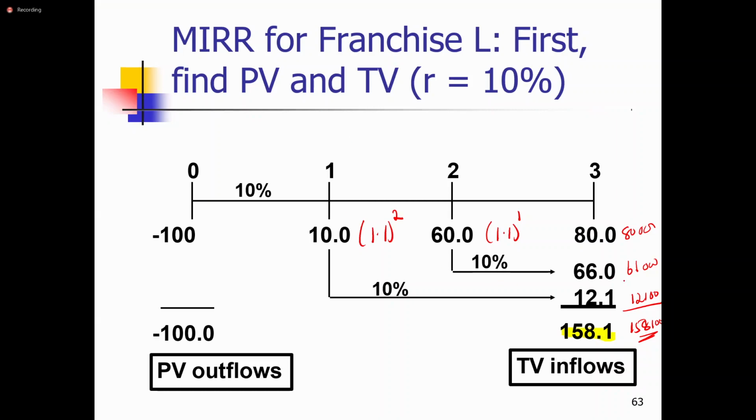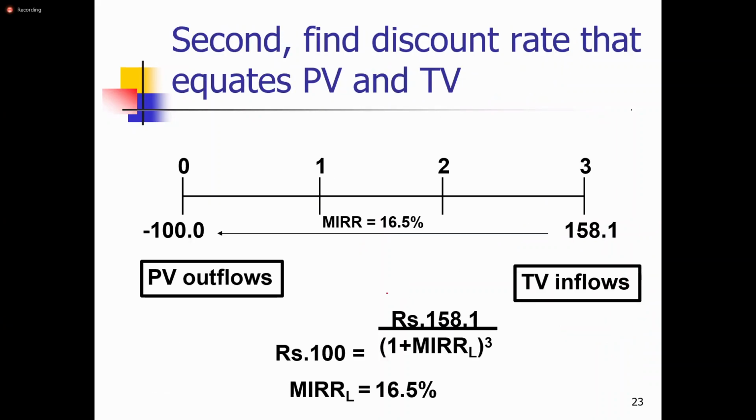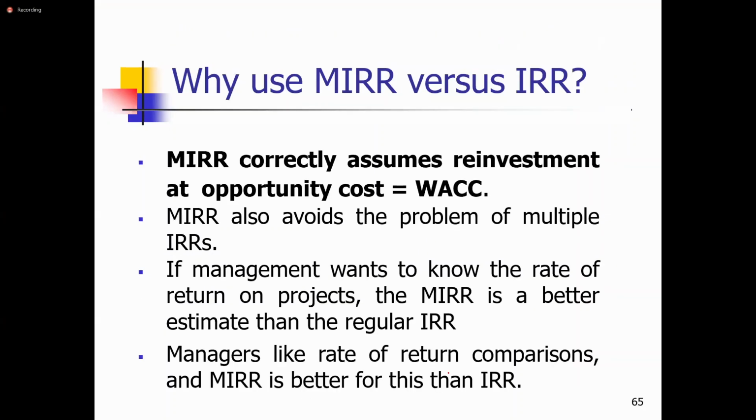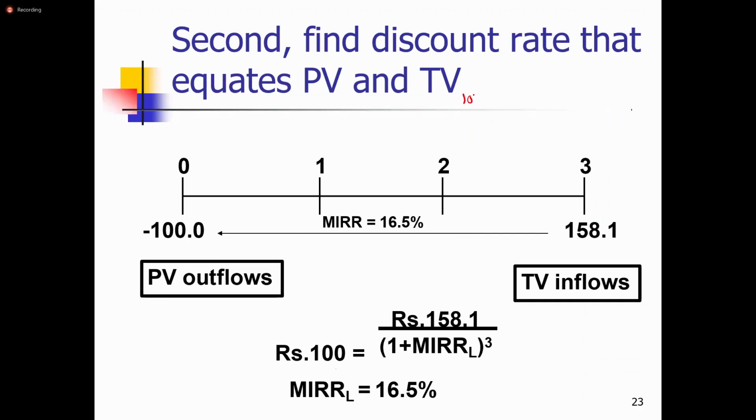All the cash flows are now converted to the terminal year. Now you can work out the modified internal rate of return. The MIRR is the discount rate where this terminal year cash flow is equal to the cost of the project. So you can solve this: 100,000 equals 158,100 divided by 1 plus MIRR to the power 3, because the project life is 3 years.